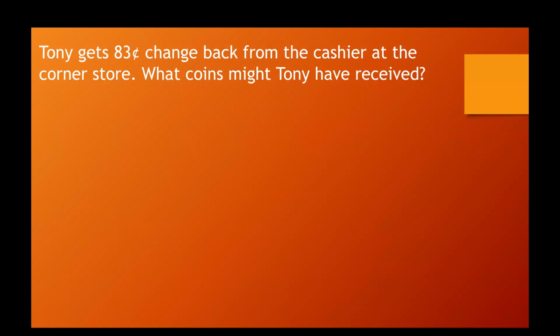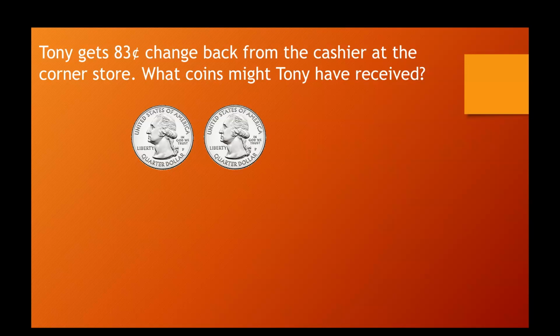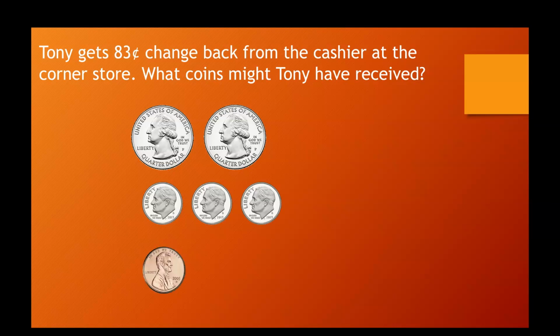So this is what I used. I used a quarter, which is 25 cents. I used another quarter, which is 50 cents. I have 50 cents now. Then I used a dime, so that's 60 cents. Another dime is 70. Another dime is 80. And then if I use 3 pennies, I have 83 cents. So that's one way you could do it.